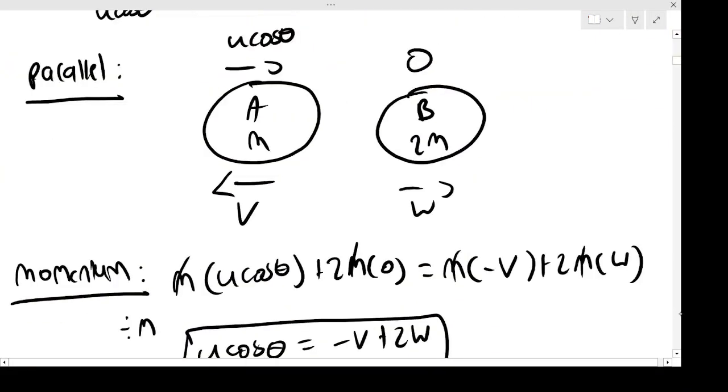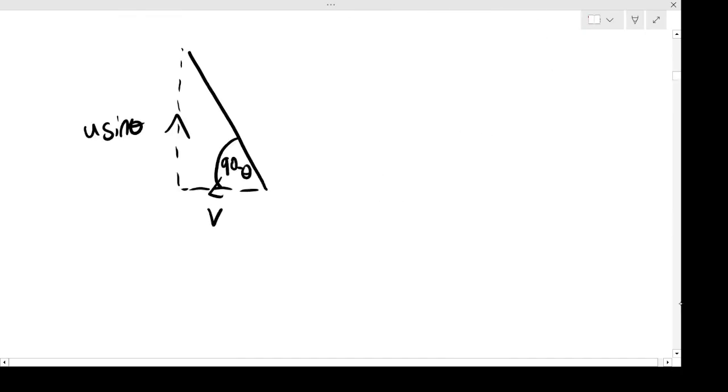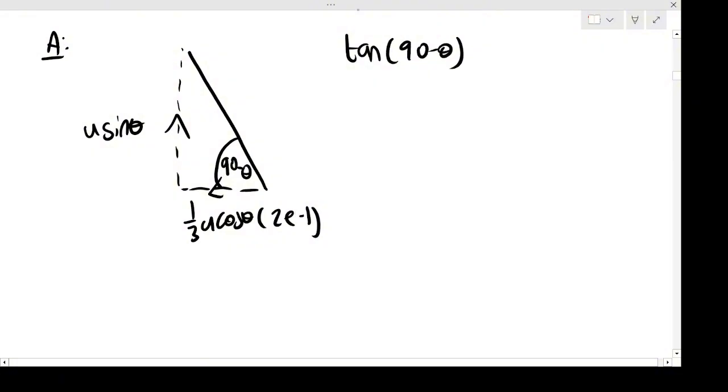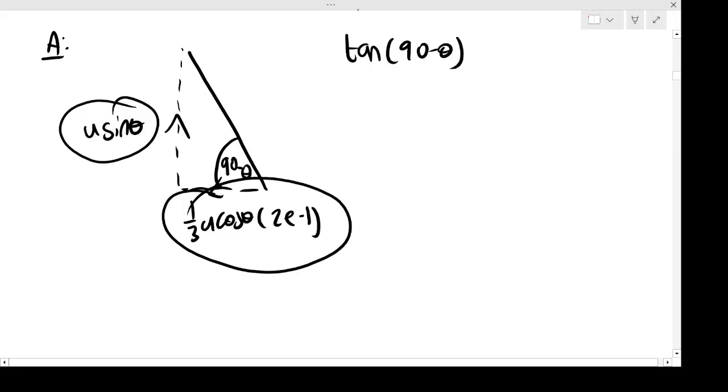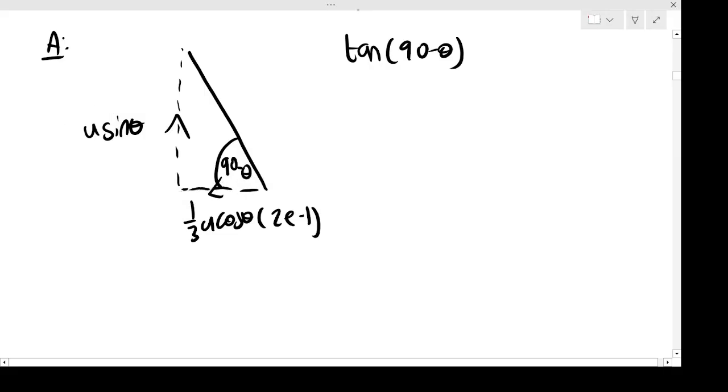So I'm just doing a triangle with my components for the parts afterwards for A. Hopefully happy with that. And also we know that V, again, is actually a third u cos theta of 2e minus 1. So I can do tan, right? I can consider tan of 90 minus theta, because I can only do tan here because I've got my opposite and my adjacent length. So if I just do the opposite over adjacent for this triangle I've got, okay? Again, hopefully you are happy with the triangle.